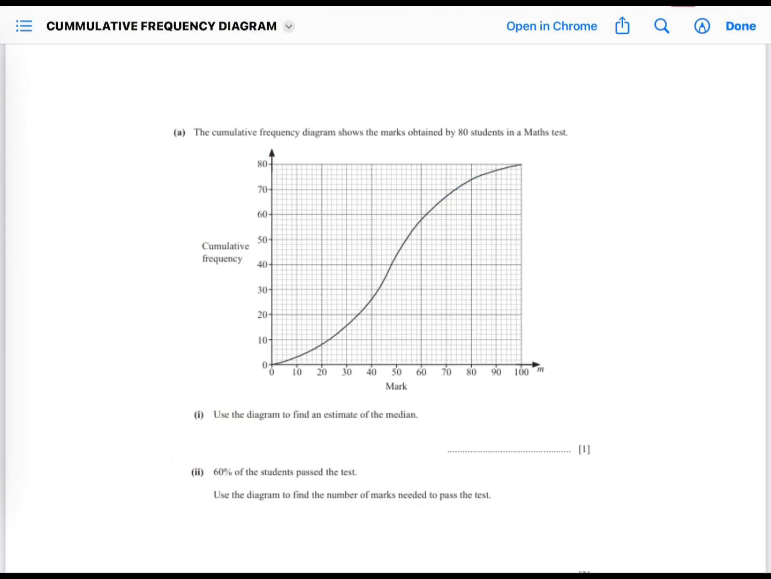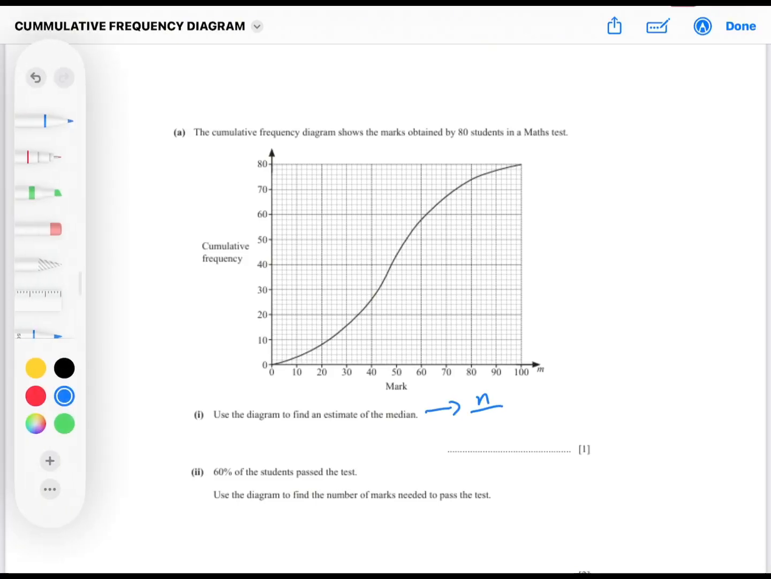Now, the next question: the cumulative frequency diagram shows the marks obtained by 80 students in the maths exam. Use the diagram to find an estimate of the median. So we have to find the median. The total is 80 students. So the formula is n divided by 2. 80 divided by 2 will give us 40. Again, this is not the answer. This is representing a cumulative frequency value.